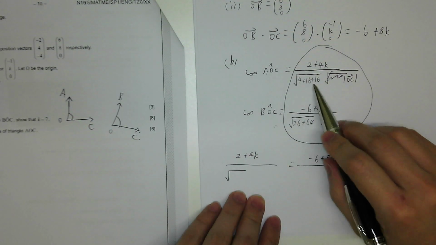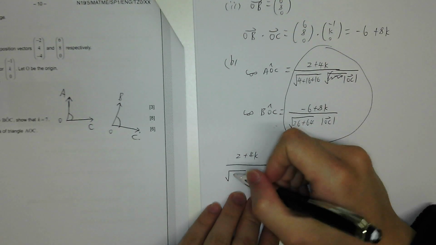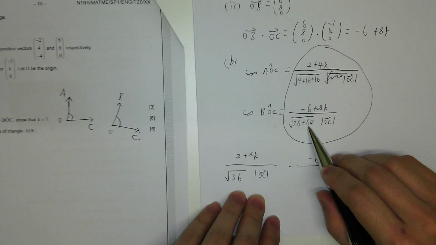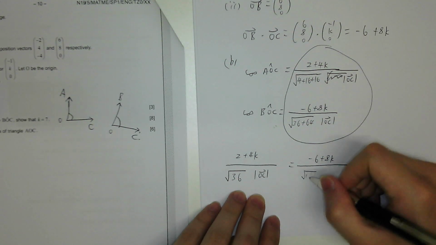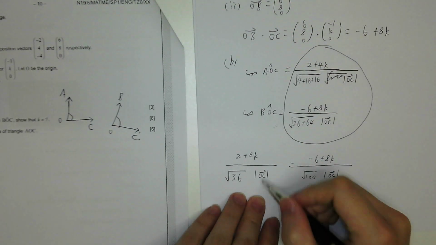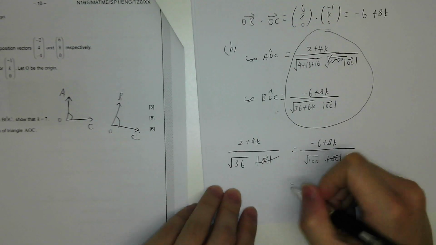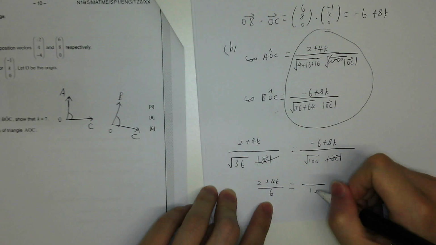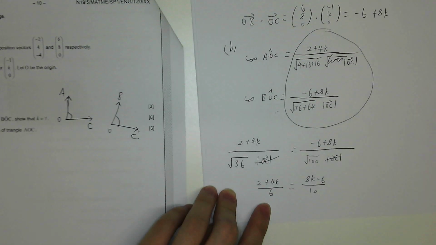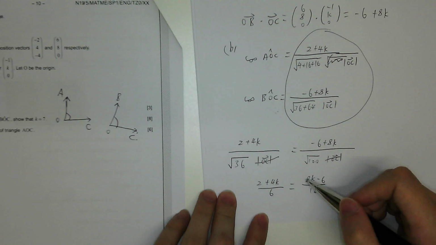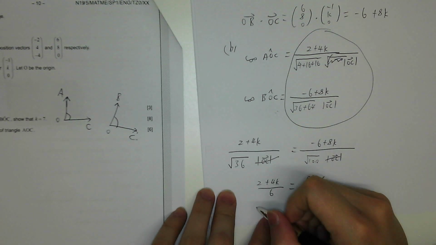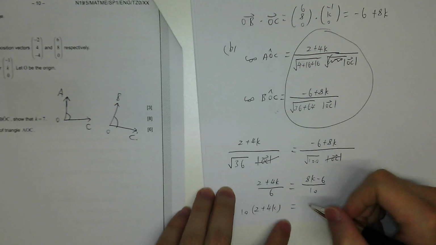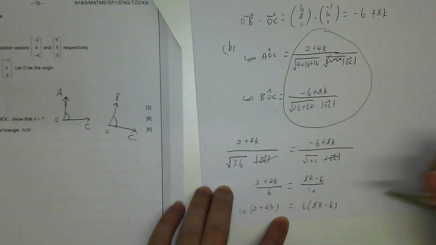So 4, 16, 16, so 20 plus 16, 36. OC magnitude, 36 plus 64, root 100. OC magnitude, so we can cancel the OC magnitude. 2 plus 4k divided by 6 and divide by 10, 8k minus 6. So we can cross multiply: 2 plus 4k times 10, and then 6 times 8k minus 6.